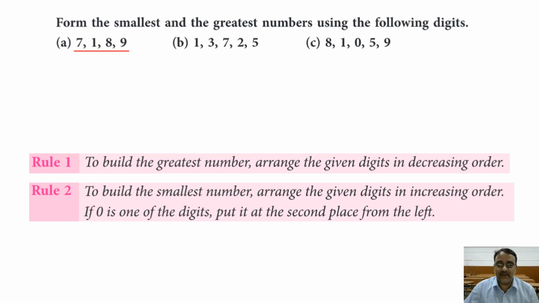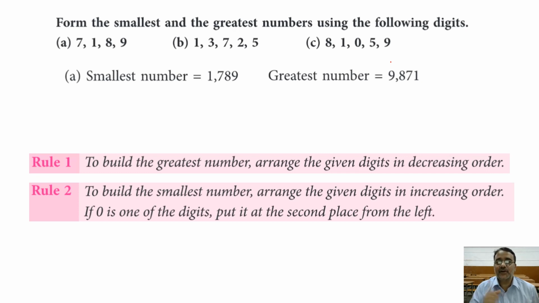If 0 is one of the digits, put it at the second place from the left. Like here, where 0 is there, we have to put it in the second place and arrange the rest: 1, then 5, 8, 9. Okay, right. So let us start with the first question. 7189. So 1, 7, 8, 9 is the smallest number, and now arrange in decreasing order: 9, 8, 7, 1. So this is the smallest number and this is the greatest number for the first bit.